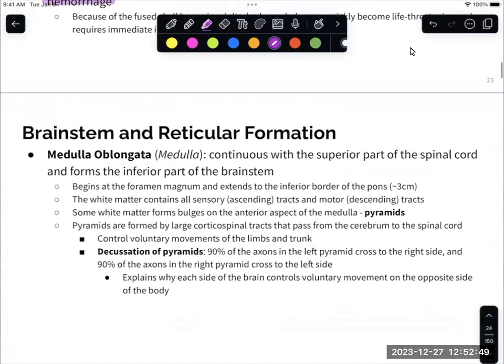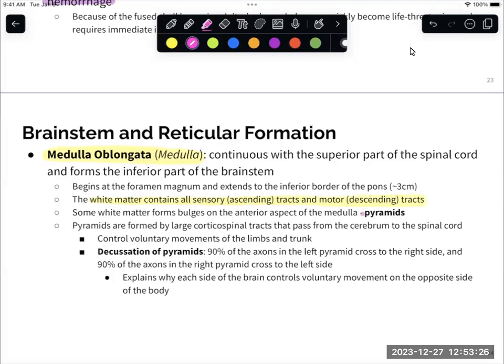So let's start going through the parts of the brain. We're going to start from the brainstem and work our way up. So the medulla oblongata, or medulla, it's just fun to say oblongata. This is just above that foramen magnum inside of the skull. It is the lowest portion of that brainstem. We have white matter, which is sensory tracts and motor tracts.